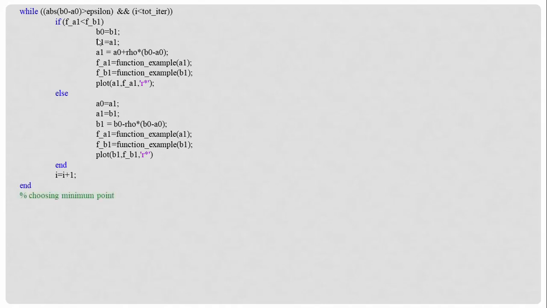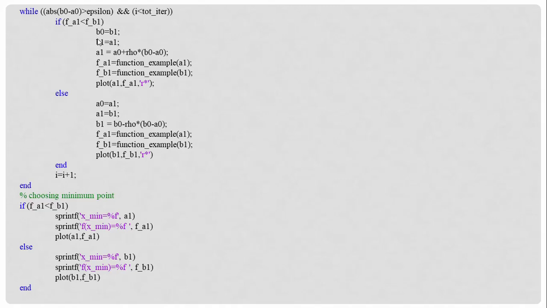So we will end the while loop, and then choose the minimum point. Our example objective is to find the minimum value of the given function. After completion, the final values will be there, right? In that case, if f of a1 is less than f of b1, then our minimum is at a1, and the minimum value is f of a1. Else, we'll plot the graph, and if f of b1 is less than f of a1, then we will get the minimum at b1.